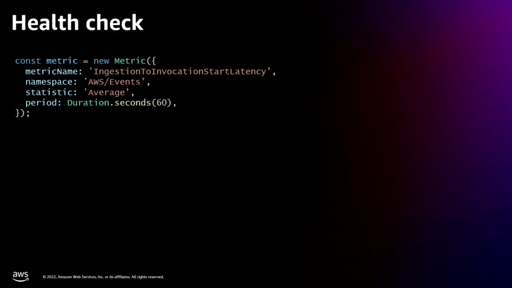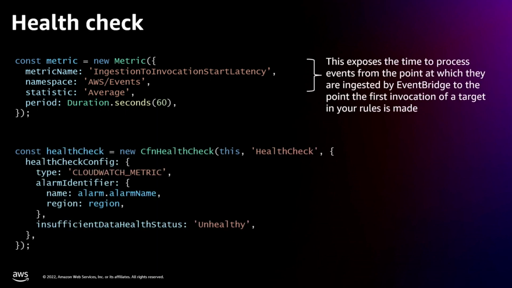For that, the first thing we need to do is to define a metric in order to build the alarm. And for that, we are going to use the metric that global endpoint provides. And that's the ingestion to invocation start latency, meaning if the latency is too high, then the alarm will trigger and boom, the global endpoint will fail over. So then, after having the metric, we create the alarm, and then we can create the health check that is using that alarm. One thing to notice, because I will show you in the demo, is that the health check will fail the first minutes when it doesn't have enough data to work, so we will see it failing.